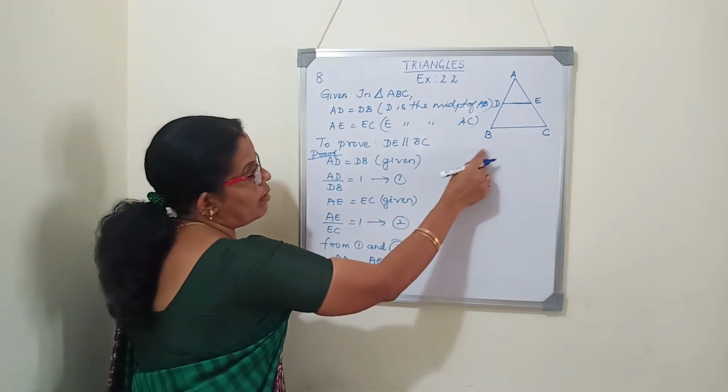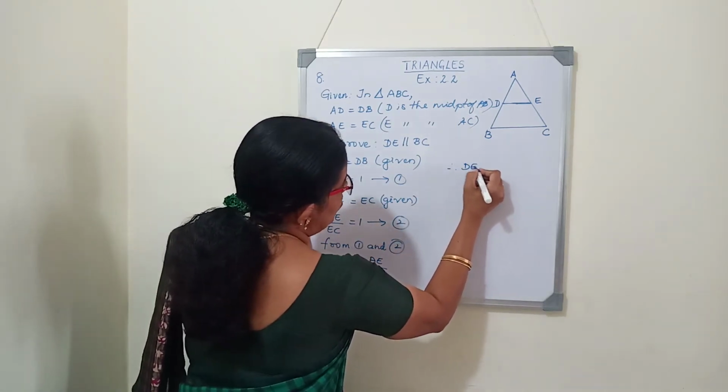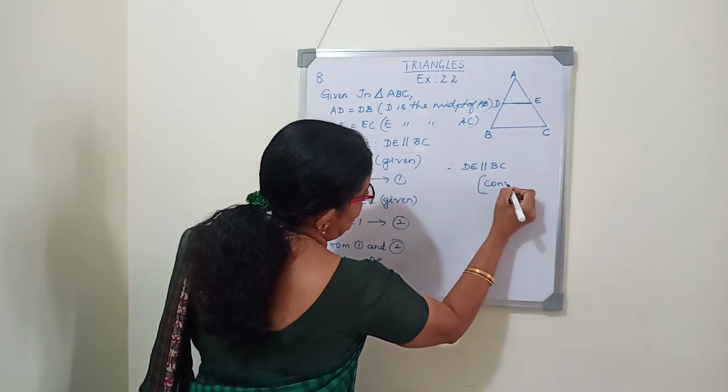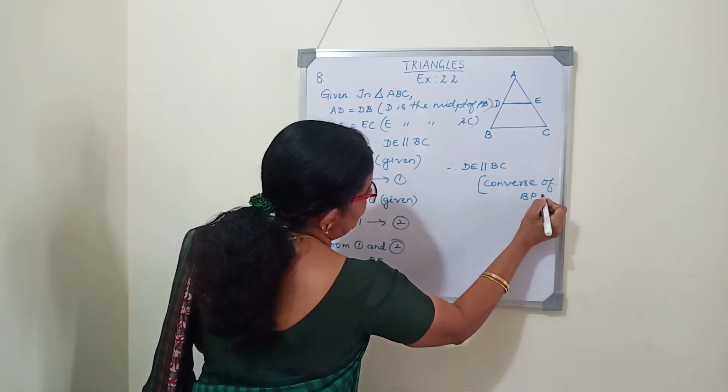If AD by DB is equal to AE by EC, we can write DE is parallel to BC by converse of BPT.